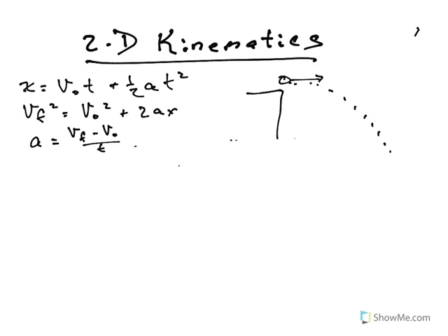Well, it turns out it's not as complicated as it could have been. The good news is this. While we're not allowed to do x and y in the same equations, it's also true that all the information about the motion of the object in the x direction is completely independent from the information of the motion in the y direction. So x and y motion are independent.